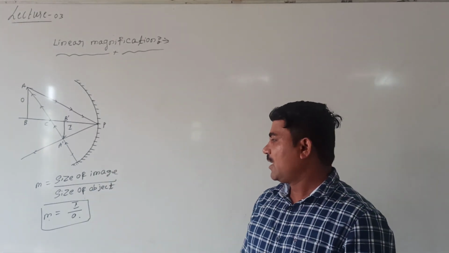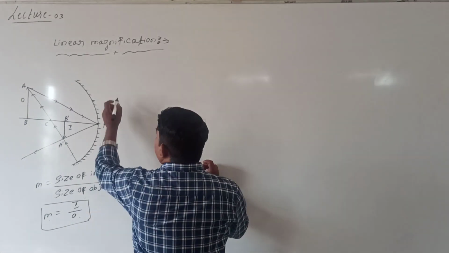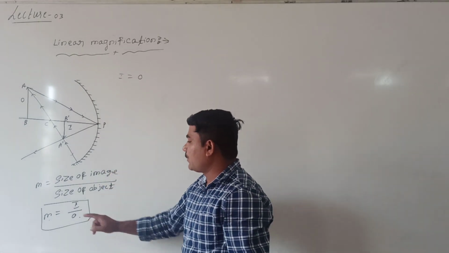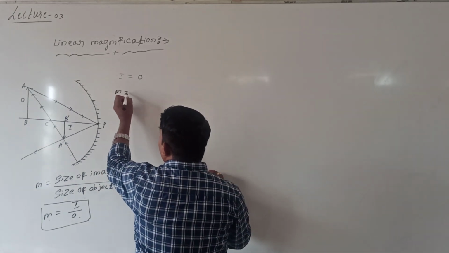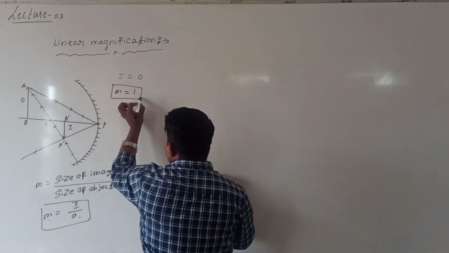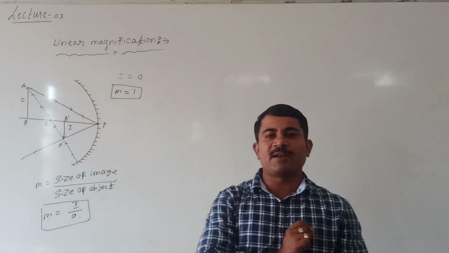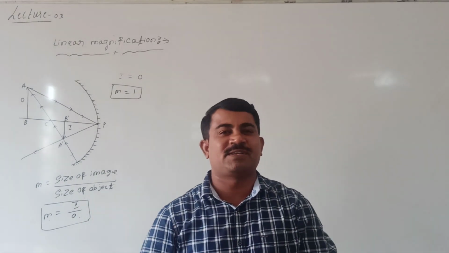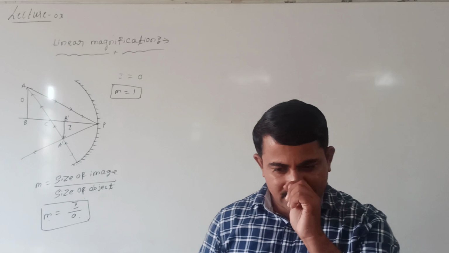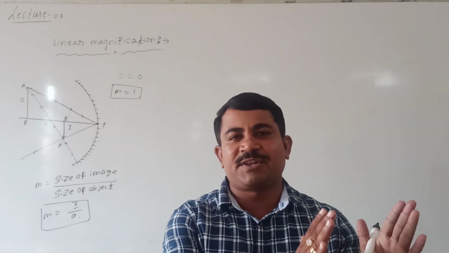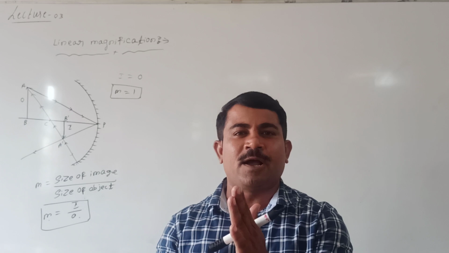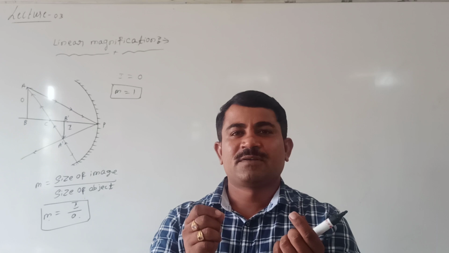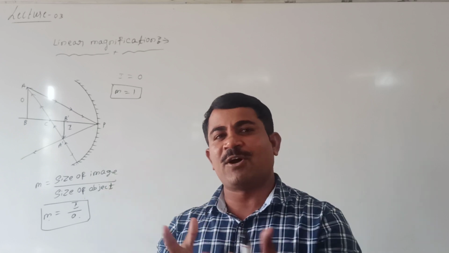Look at my students here. If the size of the image is equal to the size of the object, I is equal to O, then directly M is equal to 1. First thing, linear magnification is one in that case. But I said that linear magnification is either positive or negative depending on the nature of the image.